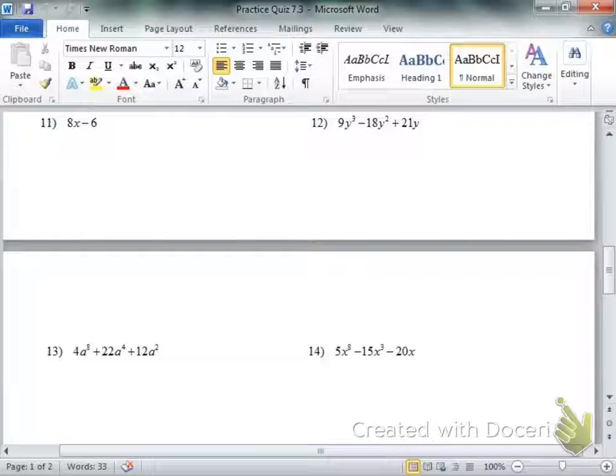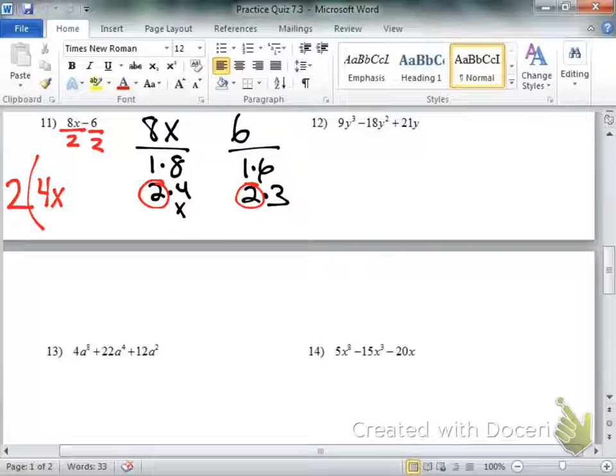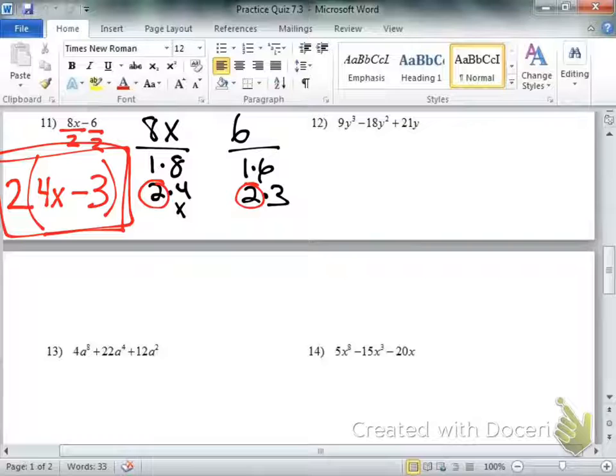All right, last couple on the front. We have 8x and 6. That's 1 and 8, 2 and 4. You also have an x. 1 and 6, 2 and 3. You do not have any x's. 2. So I can factor a 2 out to the front. In parentheses, I will have whatever I have left when I divide those two terms by 2. What is 8 divided by 2? 4. You didn't touch the x, so leave it there. 6 divided by 2? 3. Very good. Questions?